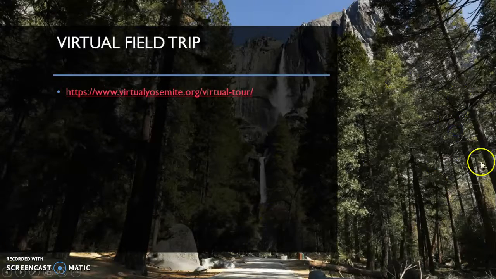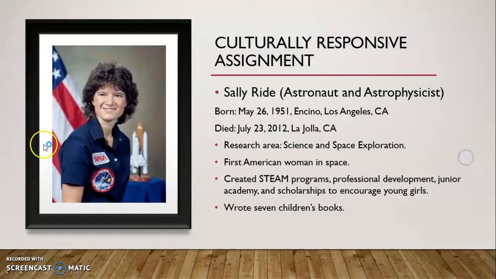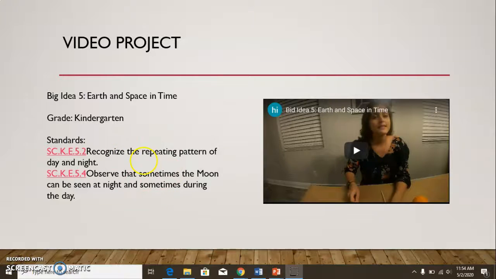Let's go to the next assignment. Okay, this was my video project. I did it based on the big idea number 5, Earth and Space and Time. My standards were based on kindergarten standards. I chose recognize the repeating pattern of day and night, and observe this. Sometimes the moon can be seen at night and sometimes during the day.